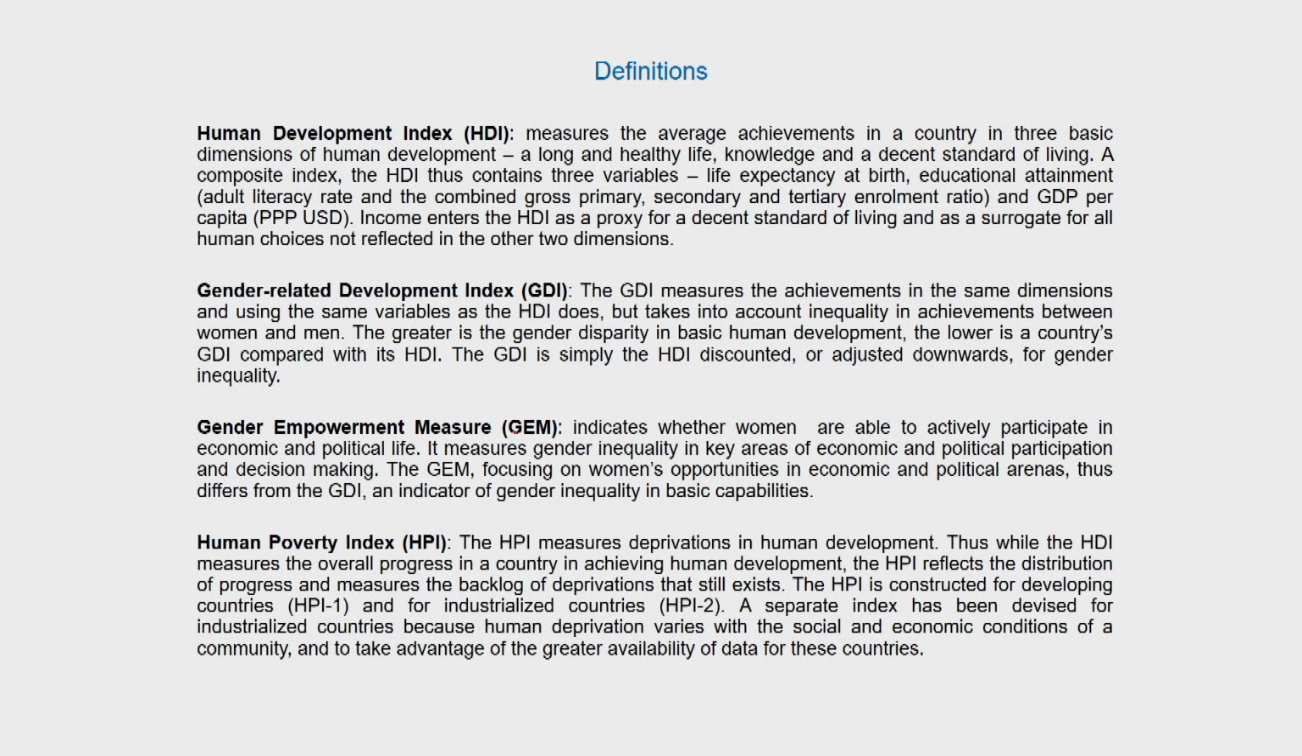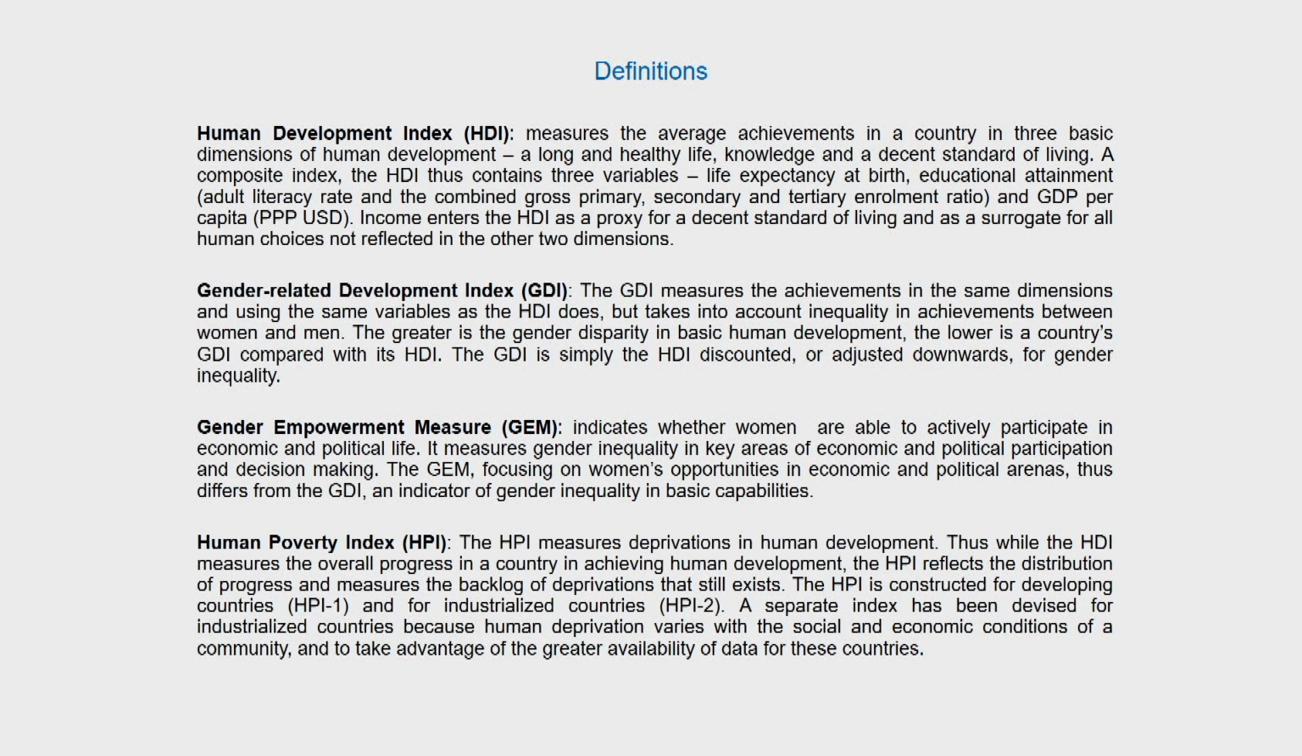The Human Poverty Index, as we have just seen, measures deprivations in human development compared to HDI, which measures the achievements in human development. So while HDI measures the overall progress in a country in achieving human development, HPI reflects the distribution of progress and measures the backlog of deprivation that still exists. So HPI 1 is constructed for developing countries and HPI 2 is constructed for industrialized countries.